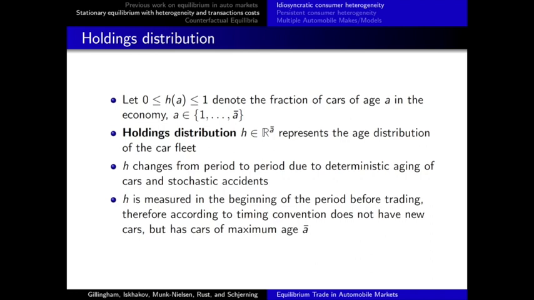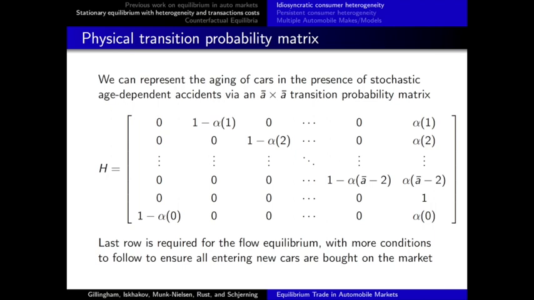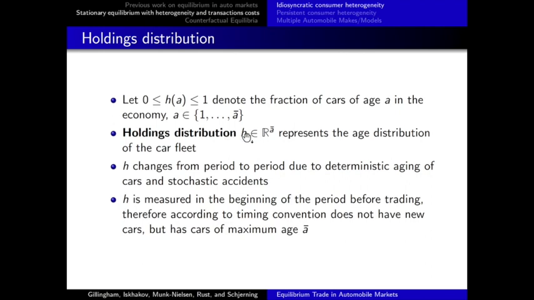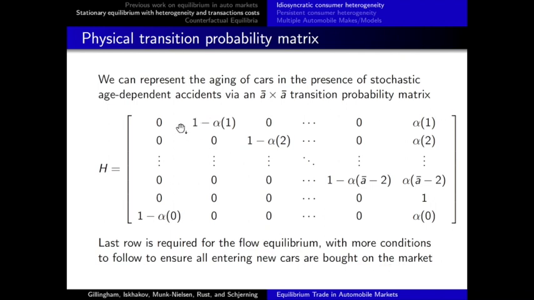Okay, and we can formalize that with a transition matrix for that distribution. I'm going to show you that in just a second. And then age is measured at the beginning of the period, before trading and before aging. And therefore, according to the timing conventions, it does not have new cars. It does have the clunkers, because they can disappear, but there are no new cars in this distribution, okay? So this also means that when you look at the physical transition matrix, or aging matrix, for the cars, the matrix determines really what the age distribution, or the holdings distribution of age, is, which is like the ergodic distribution from this macro process or macro transition matrix.